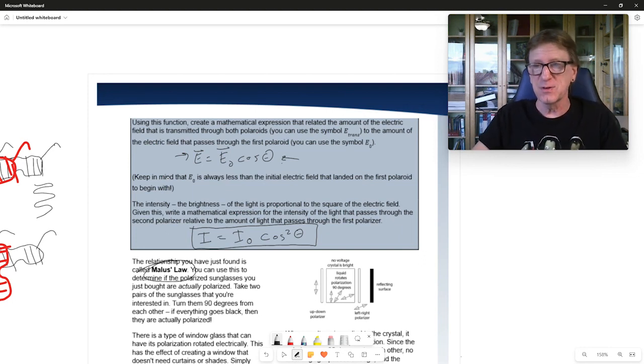But if I needed the electric field, well, I know it's going to be proportional to that intensity here. I'm going to pause for just a minute.